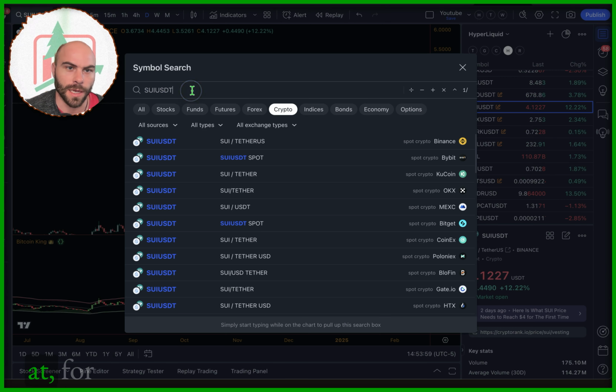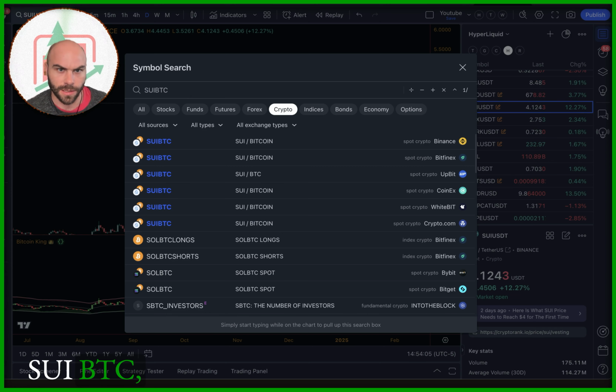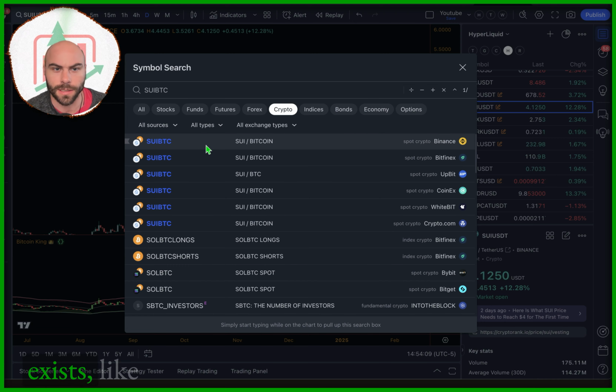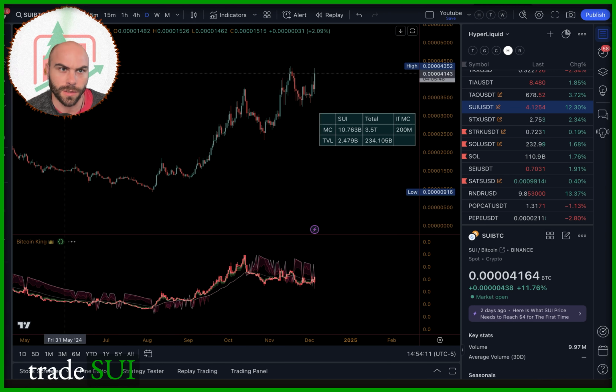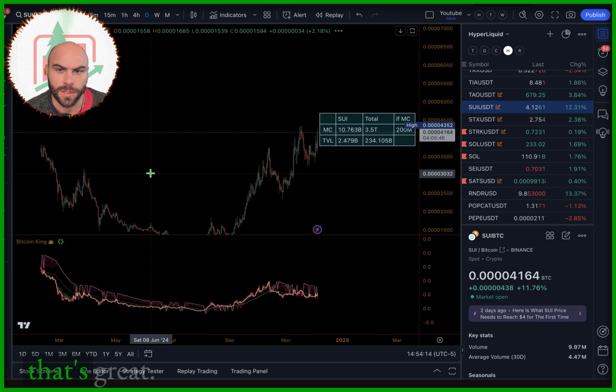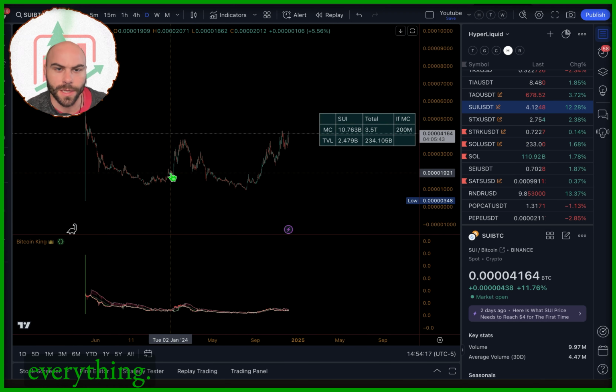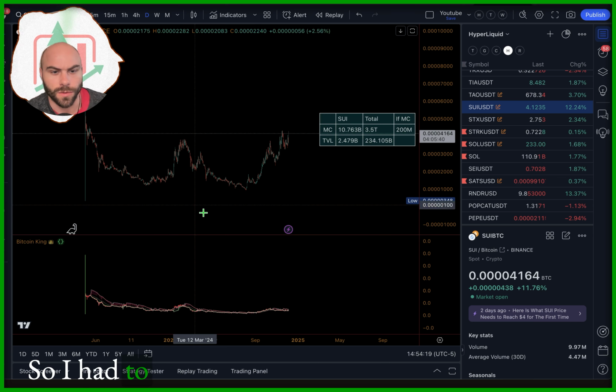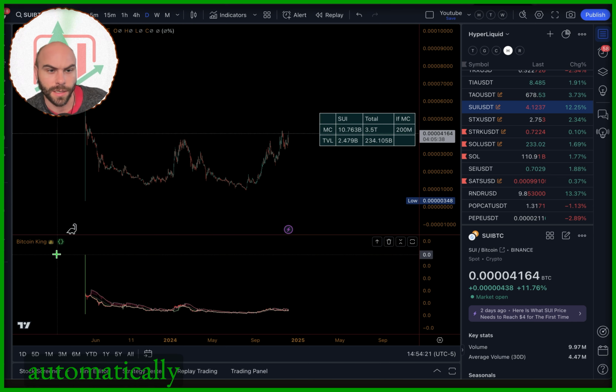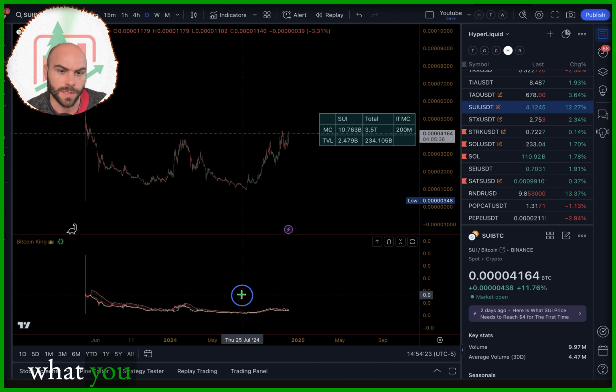So instead of looking at, for example, SUI USD, I would look at SUI BTC. On some exchanges, this pair exists. You can trade SUI directly for Bitcoin, and that's great. But it doesn't always exist for everything. So I had to create this indicator that would automatically create that pairing for me. And that's what you see down here.